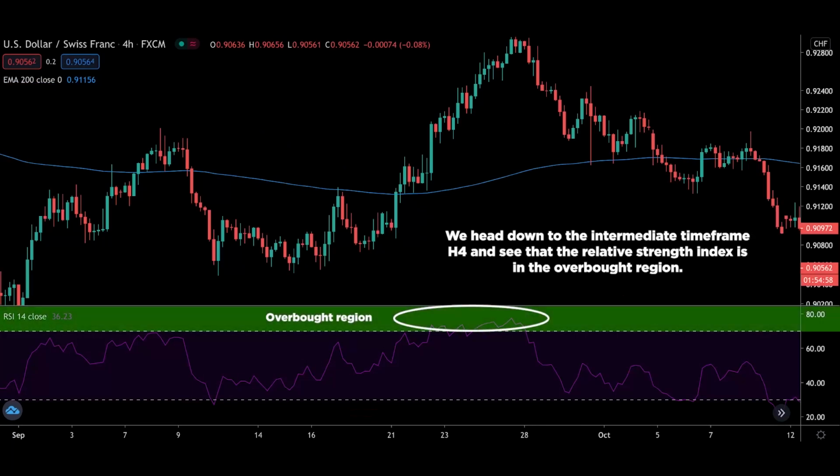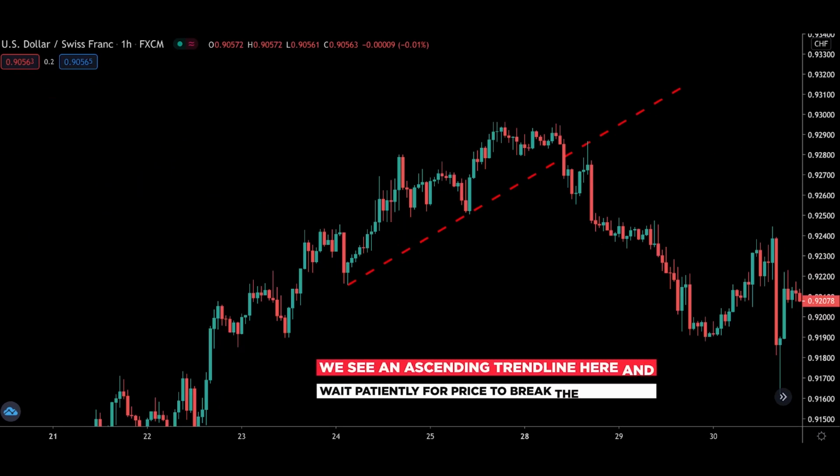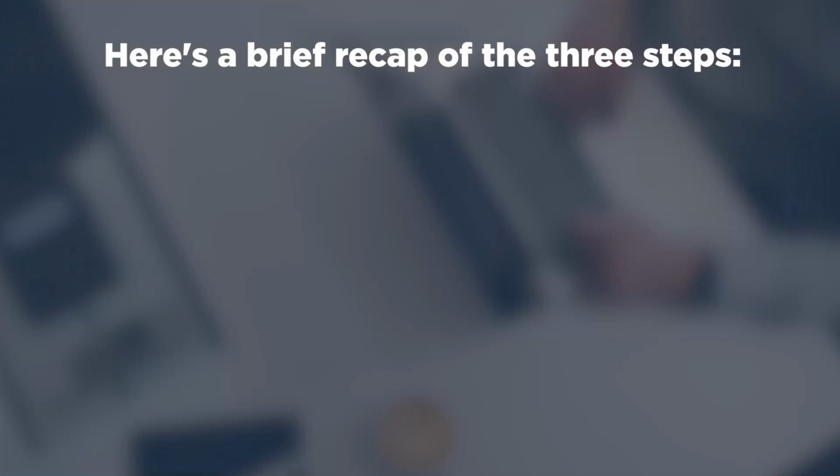We head down to the intermediate timeframe H4 and see that the relative strength index is in the overbought region. We drill down to the H1 timeframe and look for an entry. We see an ascending trend line here and wait patiently for price to break the trend line. When price eventually breaks the trend line here, that is our entry trigger. We set in the stop loss at the recent high with a buffer and trail our stop loss as price moves in our favor.